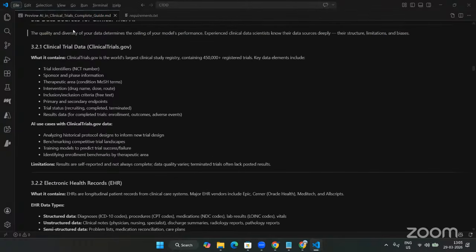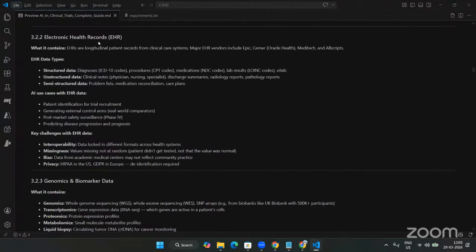Then this is one clinical trial data source. Second is EHR, electronic health records, where you can work. It contains longitudinal patient records from clinical care systems. Major EHR vendors include Epic, Cerner, Oracle Health, Meditech, Allscripts. EHR data types: structured data such as diagnosis ICD-10 codes, procedures CPT codes, medication NDC codes, lab results LOINC codes, and vitals. Then unstructured data, such as clinical notes by physicians, nursing, and specialists, discharge summaries, radiology reports, pathology reports. Semi-structured data includes problem lists, medication reconciliation, and care plans.